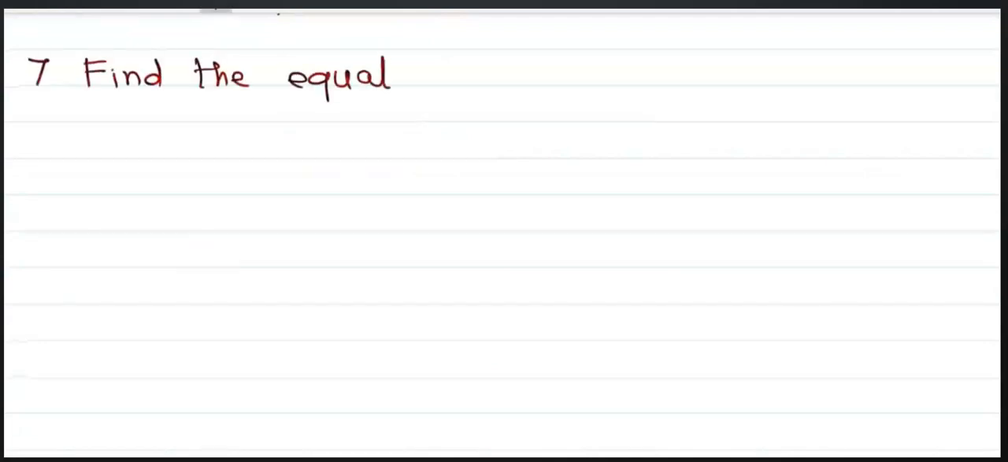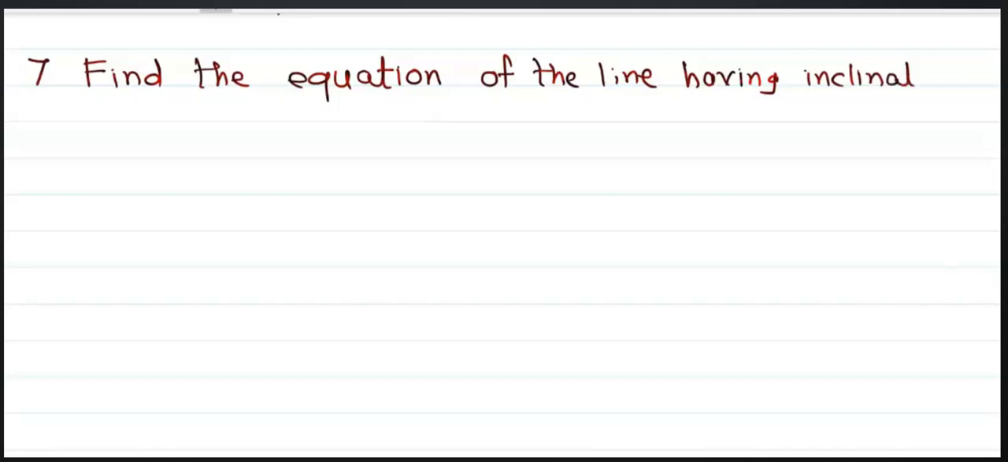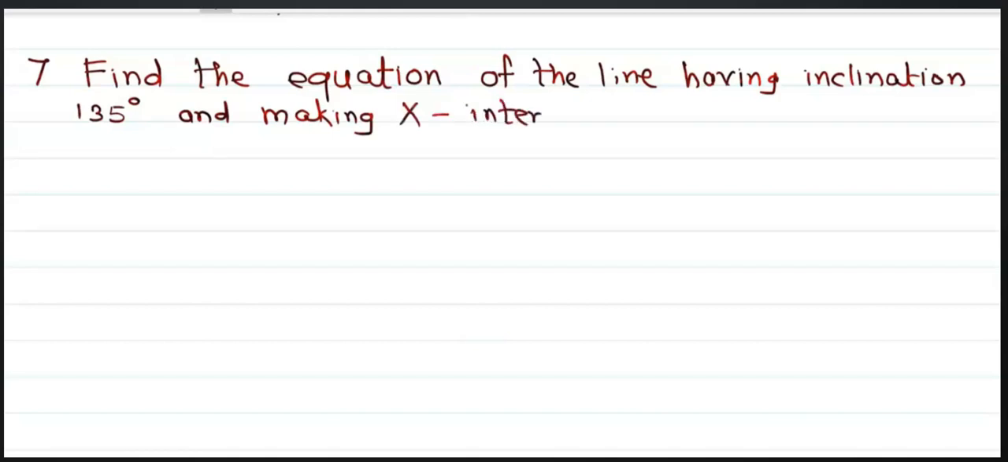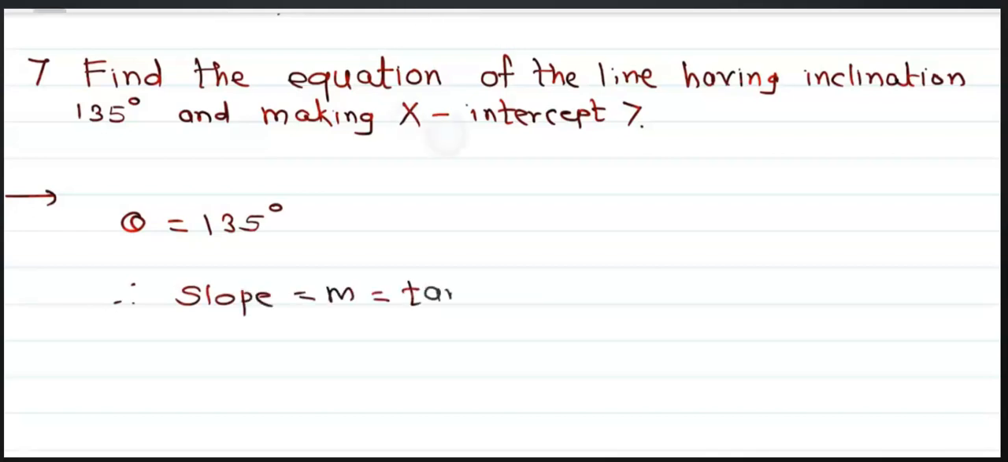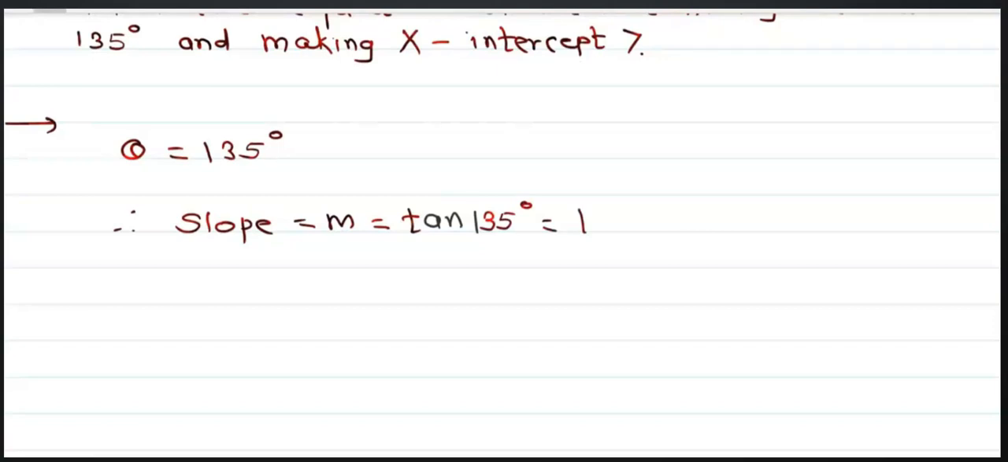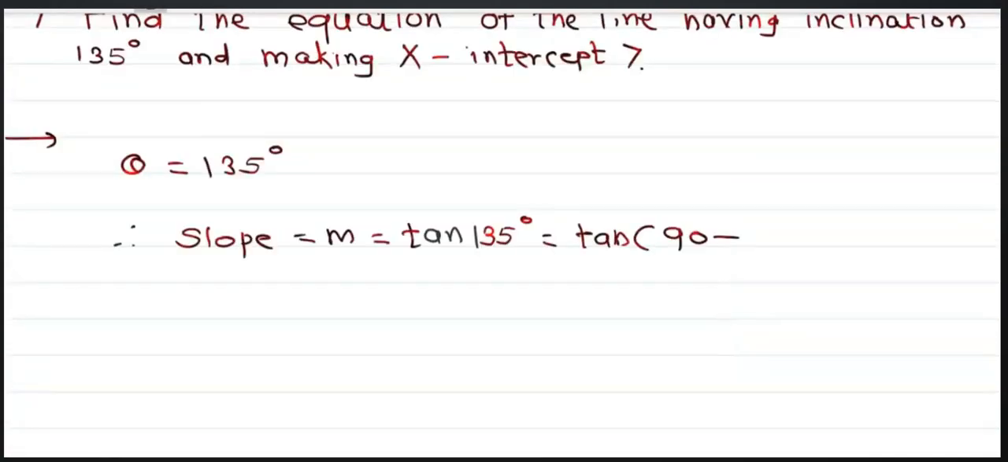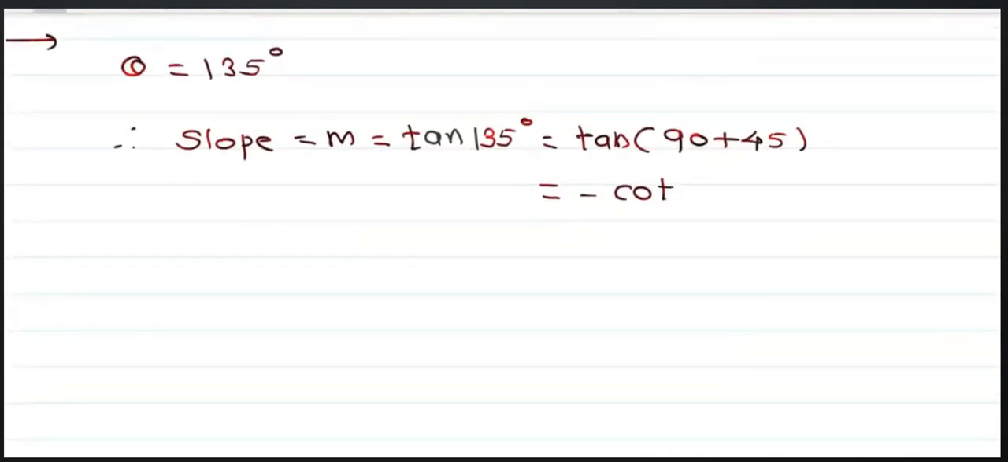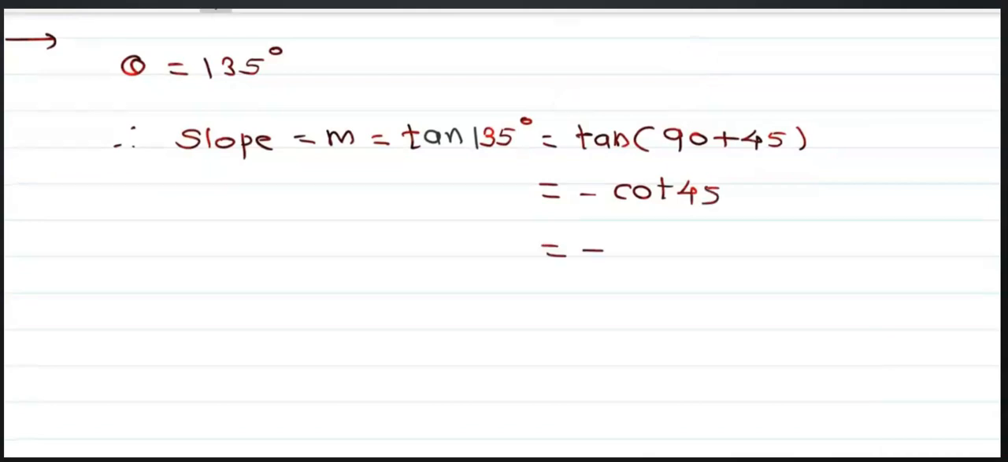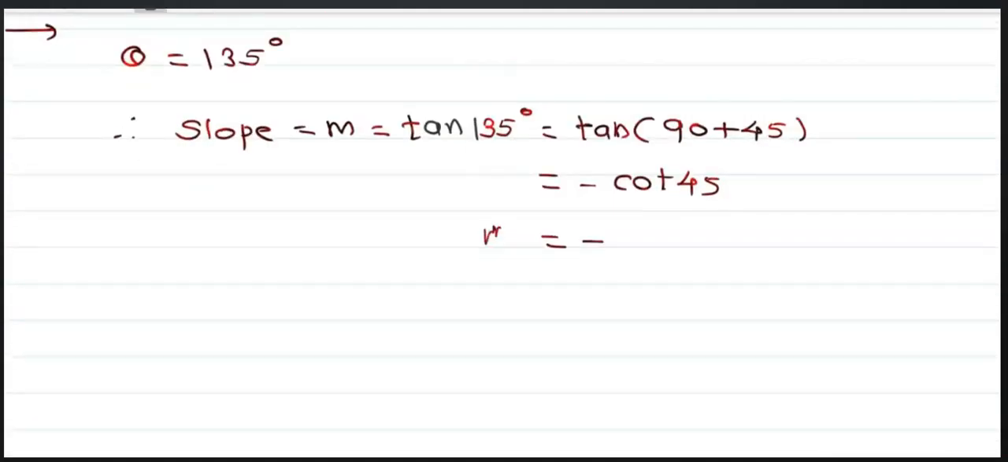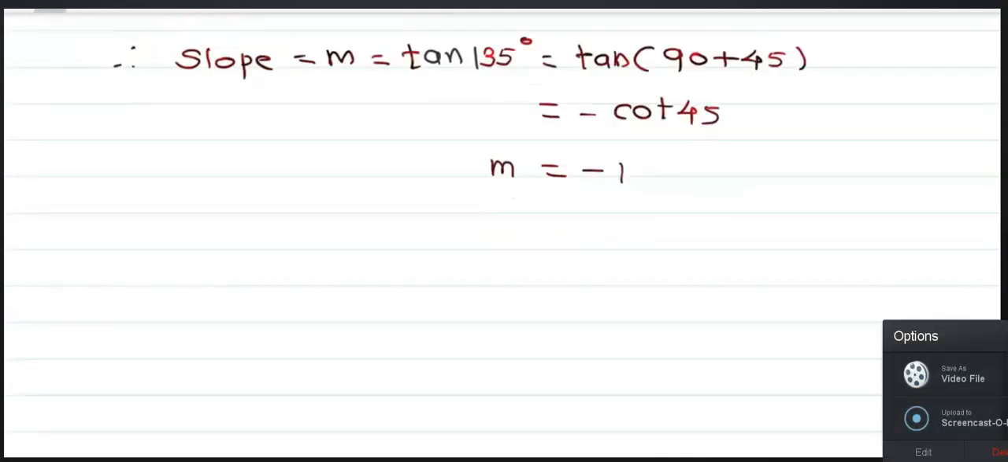Now the next question, number 7. Find the equation of the line having inclination 135 degrees and making x-intercept 7. Now in this figure, the inclination theta is equal to 135, m is equal to tan of 135, that is tan of 90 plus 45, that is minus cot of 45, that is equal to minus 1. The slope of the line is minus 1.